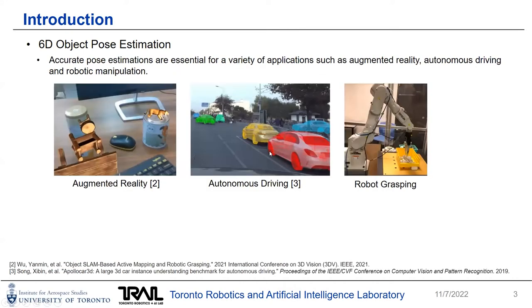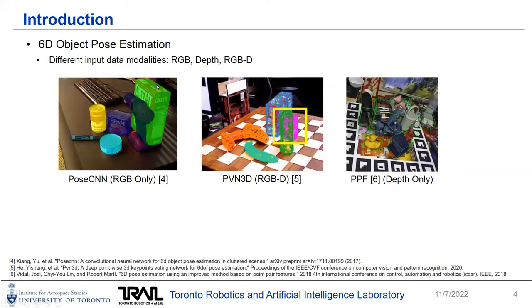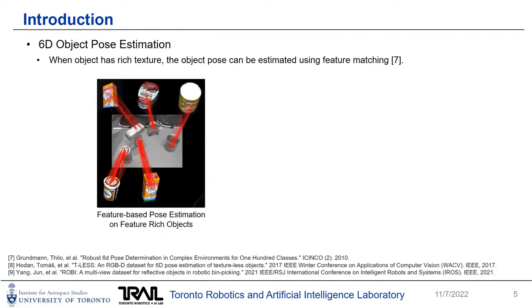And this 6D pose certainly has a lot of applications, like augmented reality, autonomous driving, and robot grasping, like robotic bin picking. For this task we can use different data modalities, like RGB images, RGBD, or even depth only. There are different approaches in the previous literature. A long time ago, people generally used traditional features like SIFT features. They performed feature matching between the model and the object in the data frames, and then performed PnP to get the object pose.